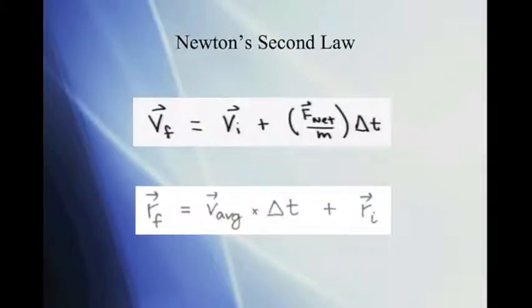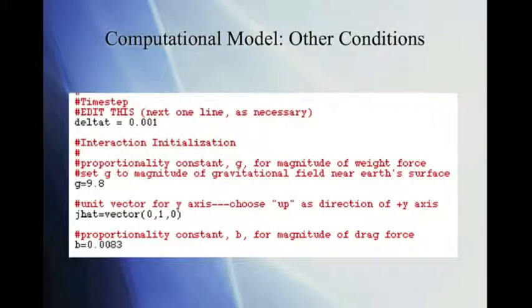Before completing the computational model, we need to have an understanding of Newton's second law. These are the 2 main equations that will be used in the computational model. These are the other conditions that will pertain to our model. This model also includes the magnitude of the weight force and the magnitude of the drag force, since the net force isn't 0. So the magnitude of the weight force is 9.8 meters per second.